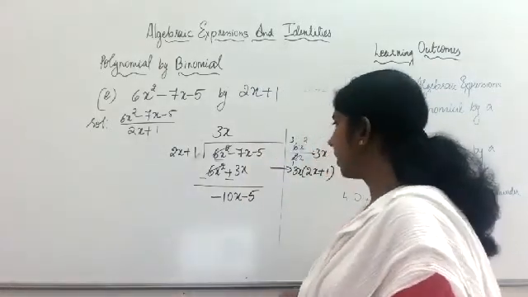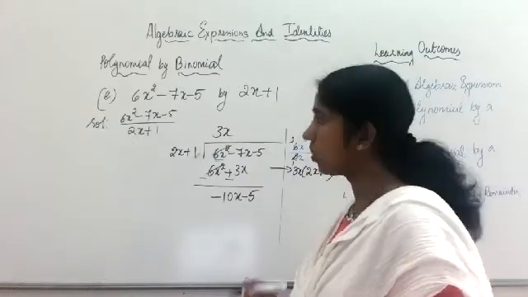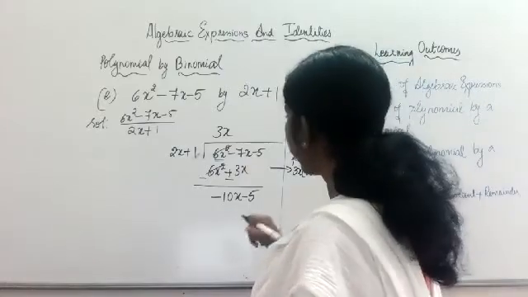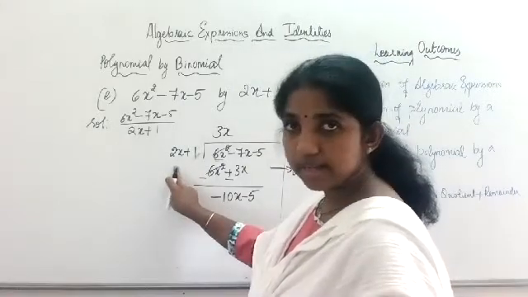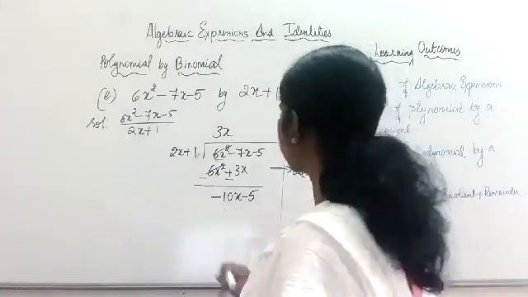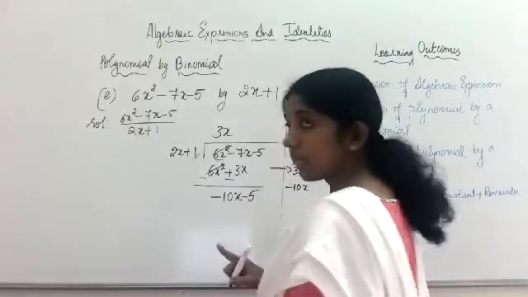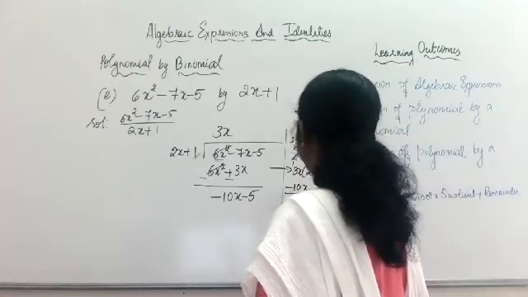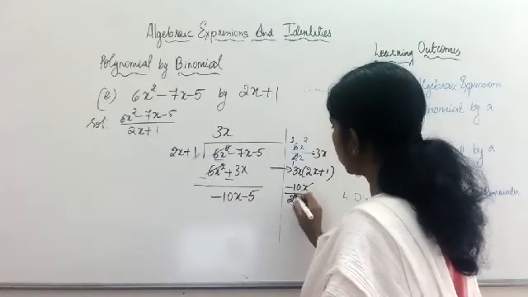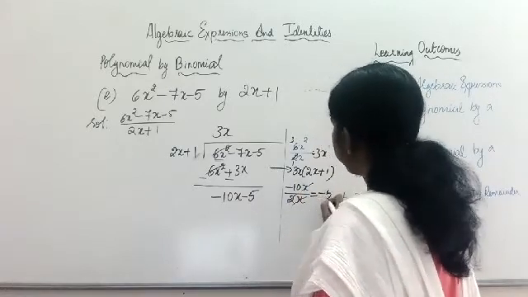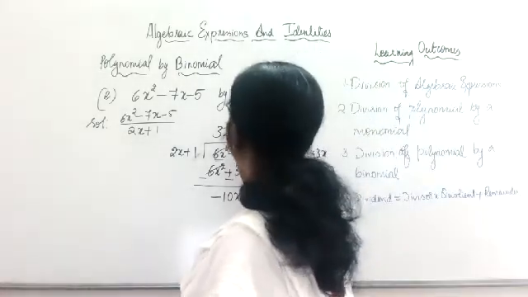Yes, minus 5. Now again we have to find the quotient. Consider this as the dividend and this as the divisor. Take the first term of the dividend, that is minus 10x, along with the sign. Divided by 2x. Here 2x and 2x get cancelled. 2 ones are 2, 2 fives are 10. What remains is minus 1. So the next quotient is minus 1.